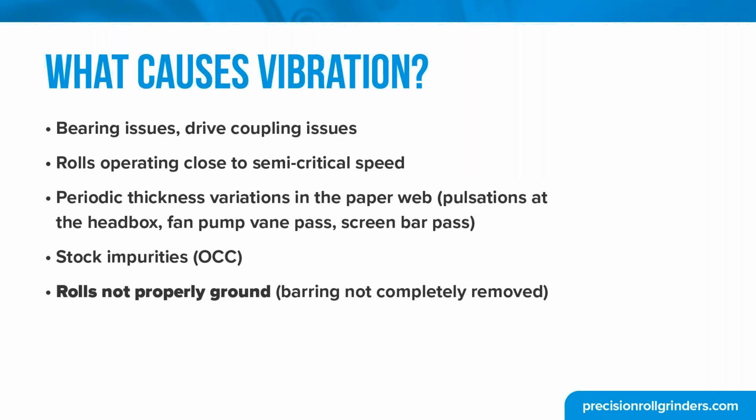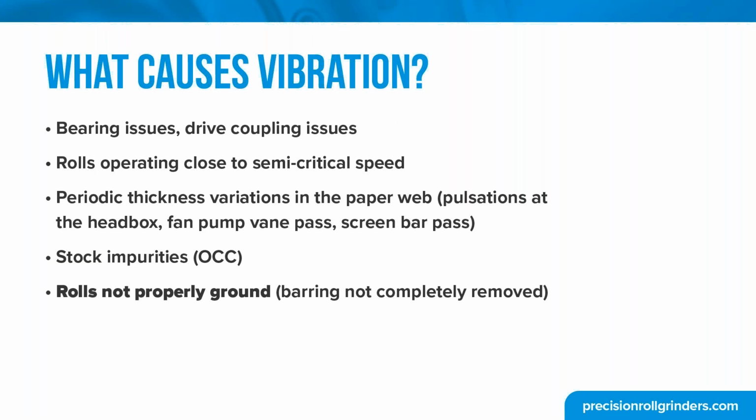What causes vibration? Lots of things, of course. Bearing issues can cause it. Drive coupling issues can cause vibration. If you're running your roll close to the semi-critical speed, the natural frequency of the roll, or half the natural frequency, that can cause vibration. The paper web can cause vibration if there's periodic thickness variation in the paper web. And what might cause that?